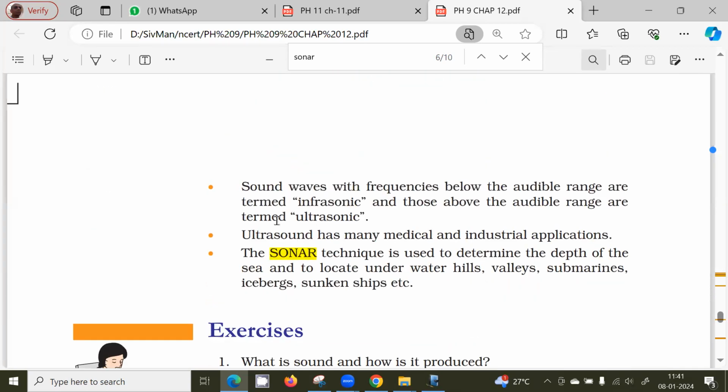Ultrasound means frequency is higher. Similarly, I can have infrasound, where the frequency is less than 20 hertz. That's called infrasonic. Ultrasound means frequency is high, infra means frequency is low, so it's lower than the audible range of 20 hertz.